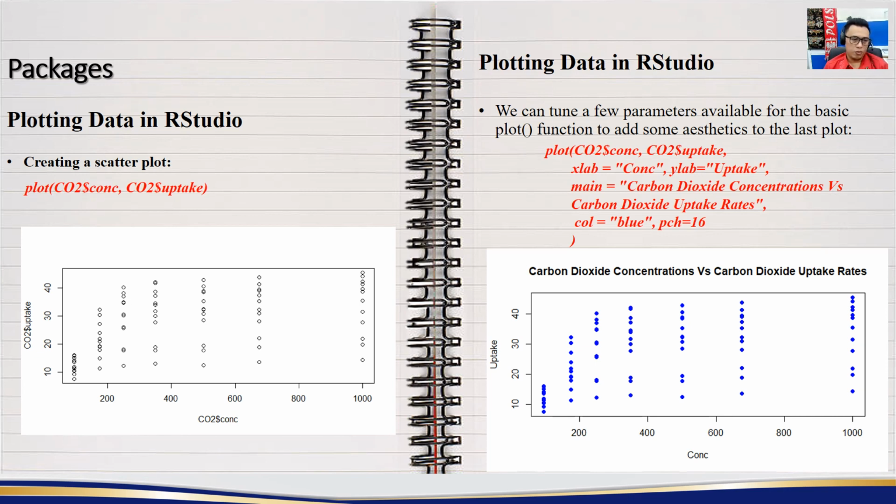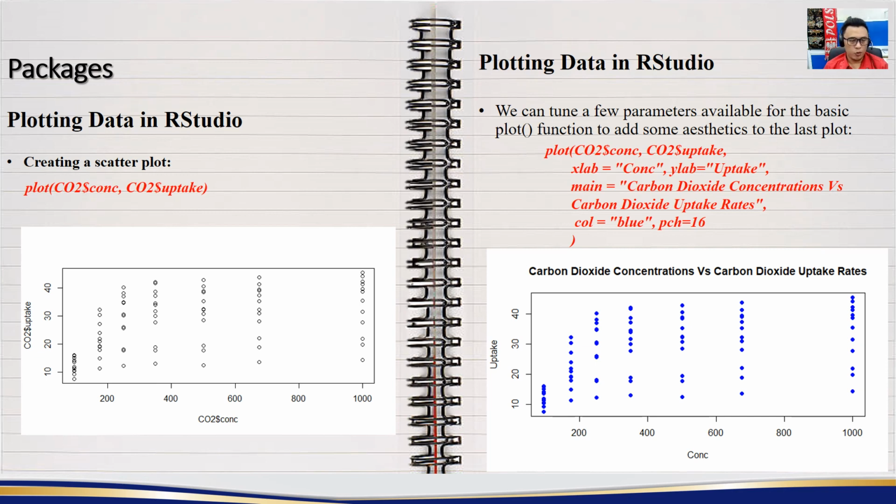You can also do other plots. So how do you do a scatter plot? Just put the command plot, then open and close parentheses. For the x coordinate we have the CO2 dollar conc variable, and for the y we have the CO2 uptake variable. When you hit run, it will show you this output below.